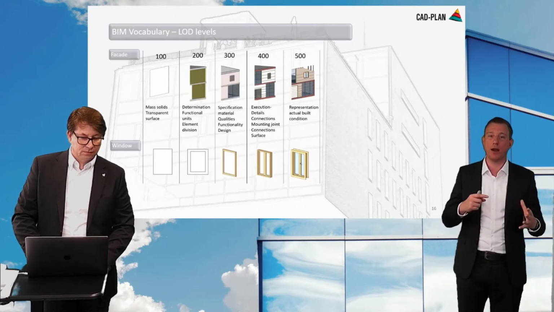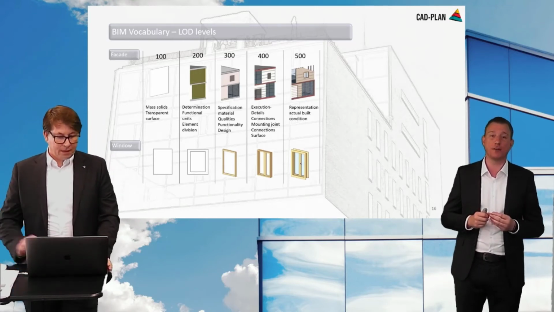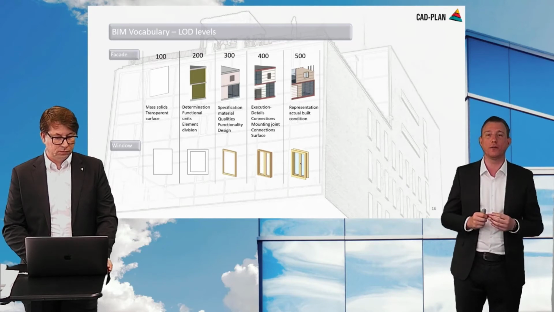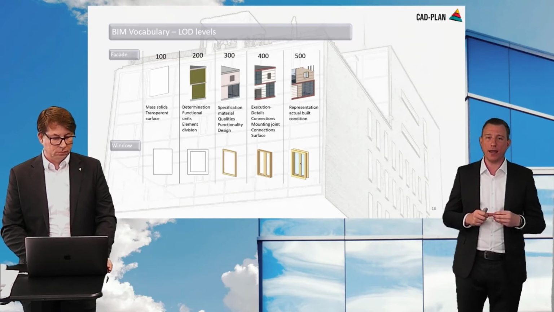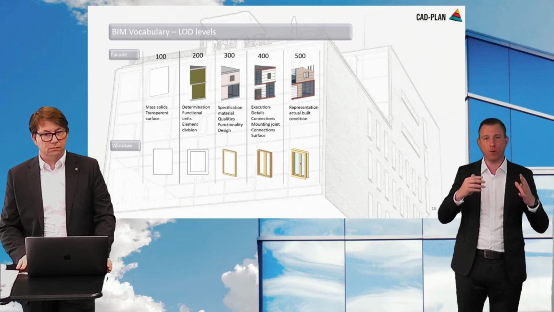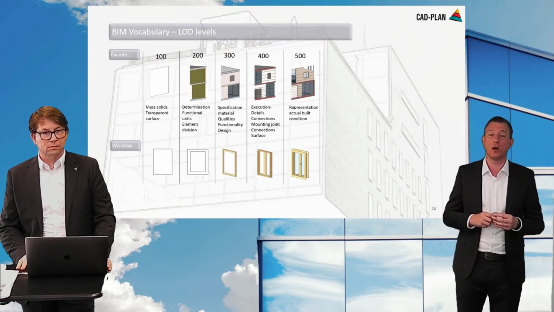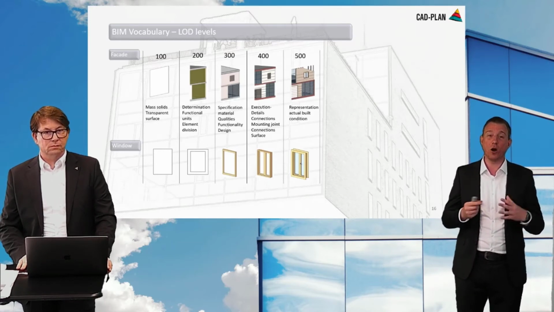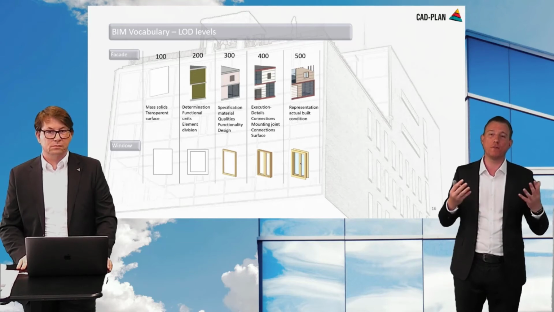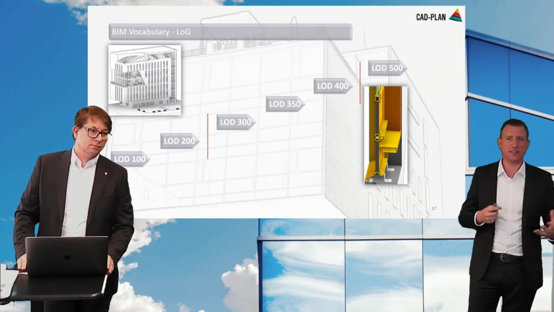Maybe a 3D solid that represents the opening of the window sash, and at level 500, a window or facade is displayed as they actually look in the finished state. But why is this important to talk about? Because you have to consider what information is required and whether a high LOD makes sense at all. A component with LOD 100 or 200 can have the same mass of information as a component with LOD 500, for example. And why is this so important?